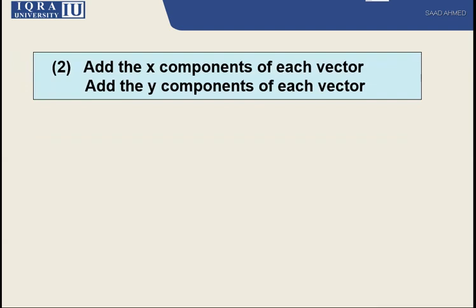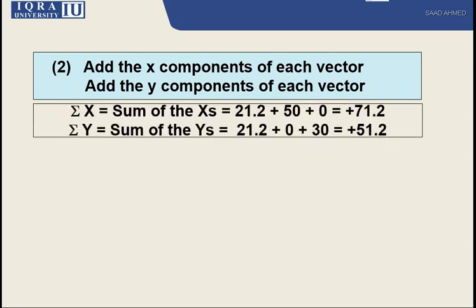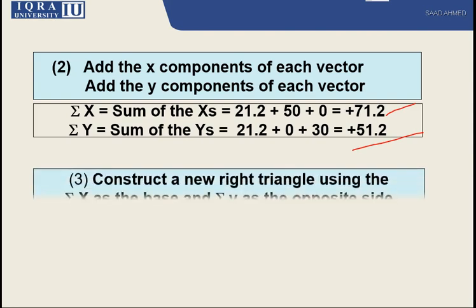Next, add the x component of each vector and add the y component of each. We remember we had three vectors and we are going to add the x components and the y components. So adding the x components, that is summation x, we get 71.2 because it was 21.2 plus 50 plus 0, and y components are 21.2 plus 0 plus 30, that makes 51.2. So we have added the components of each vector.